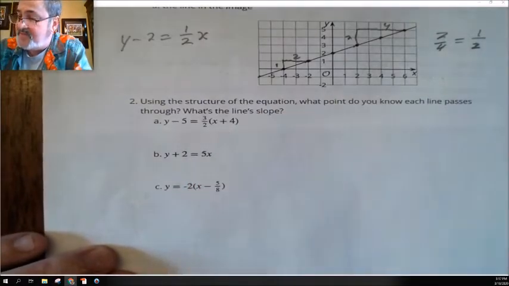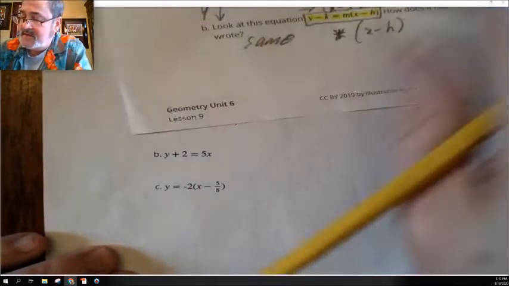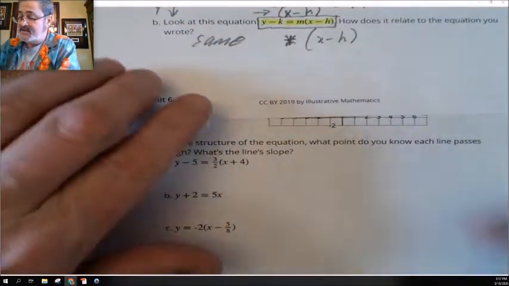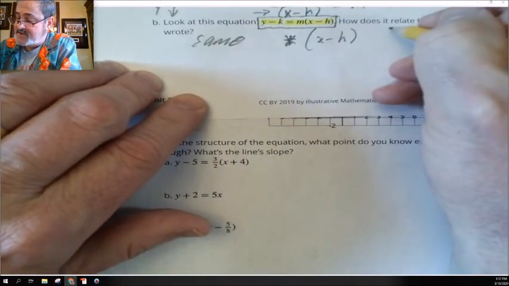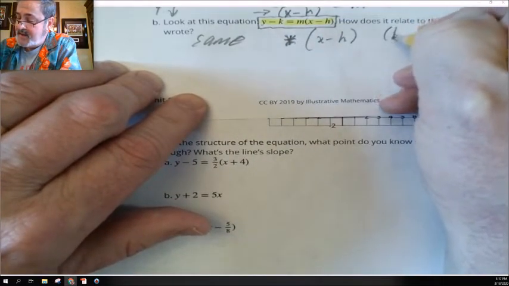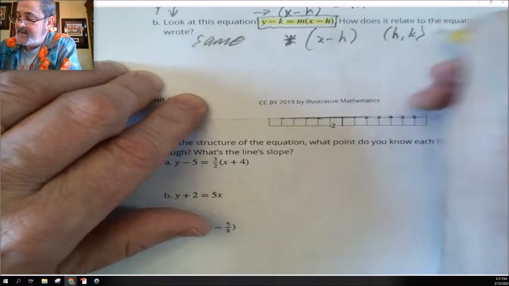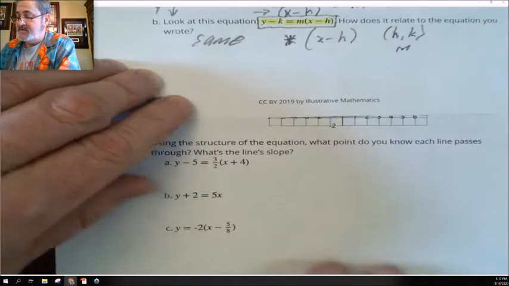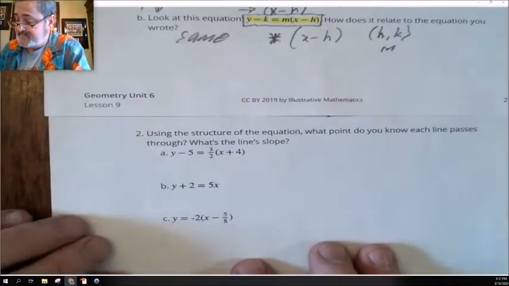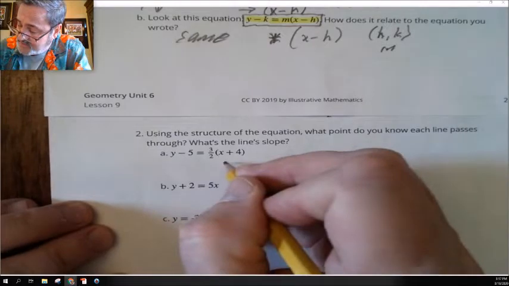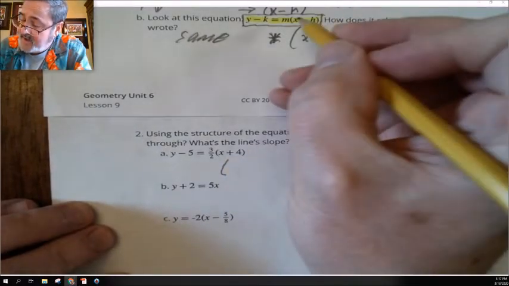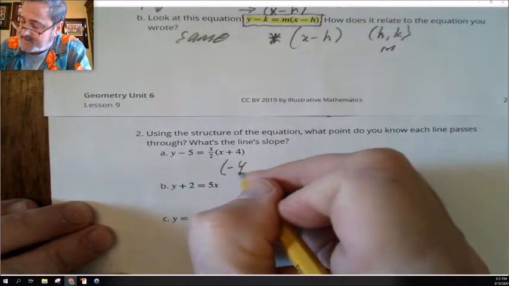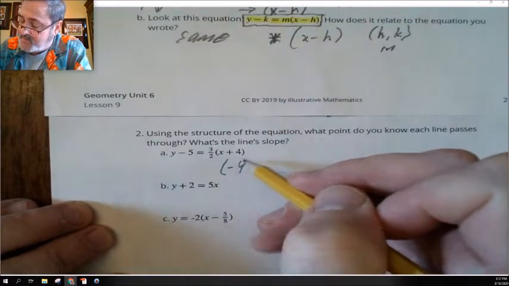So using what we know, back to this equation. Let me pull that down a little bit. All right, this is y minus k equals m times x minus h, and we know it's the point (h, k) that the line goes through, and the slope is, of course, m. So we have that information. The line will go through the point with x plus 4, x minus h, so h must be negative 4, because x minus negative 4 would be x plus 4.